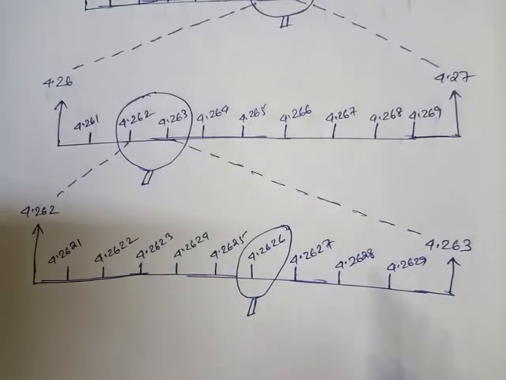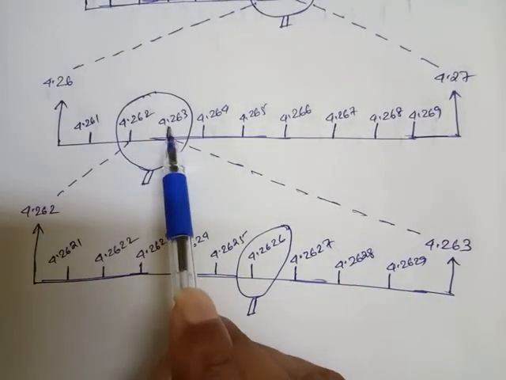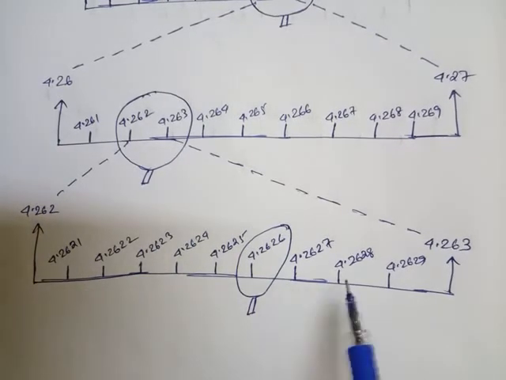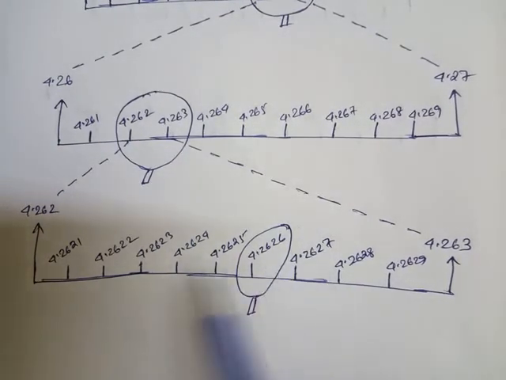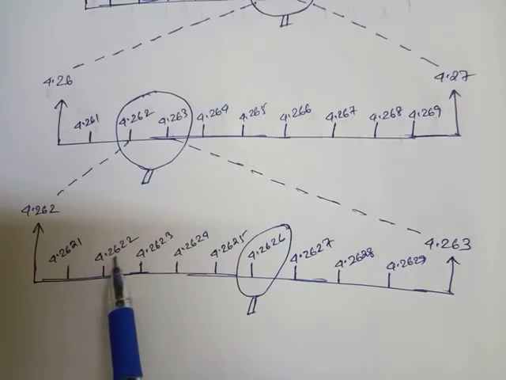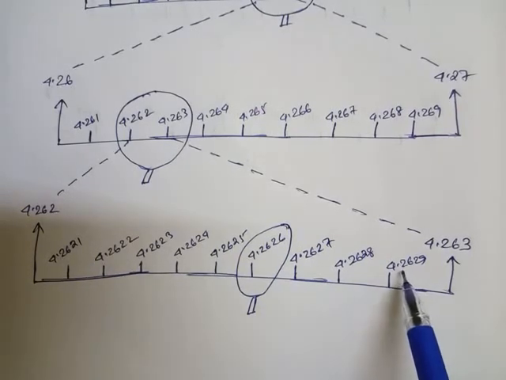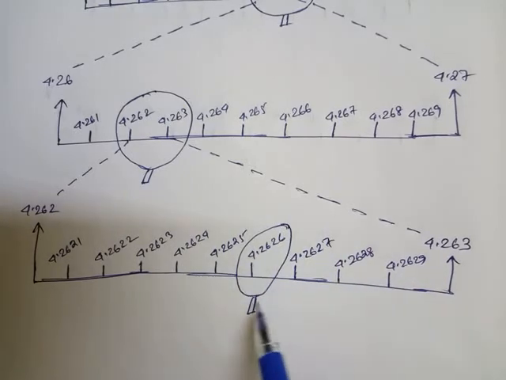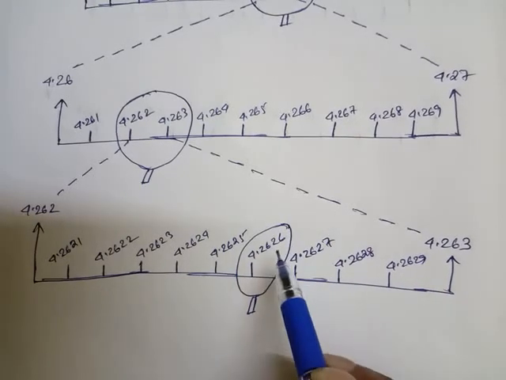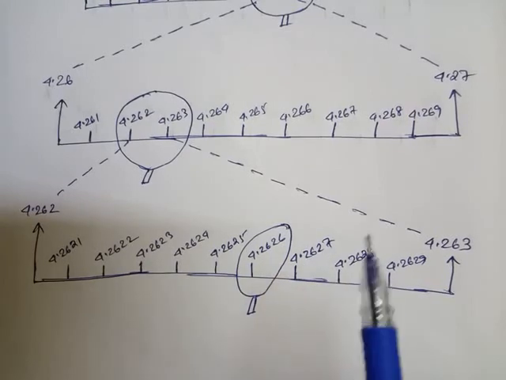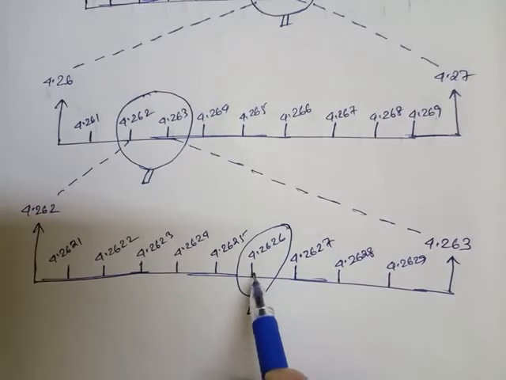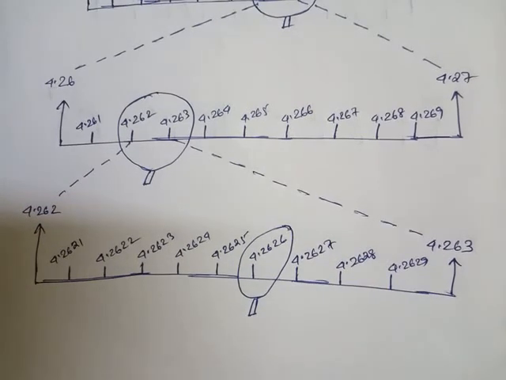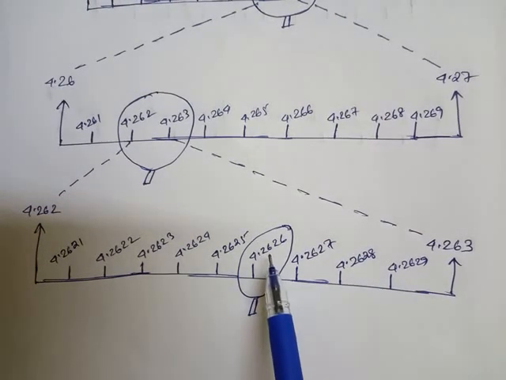Now student, after 4.262 and 4.263 are magnified, we have again 10 equal parts, and 4.2621, 4.2622, like this we have written up to 4.2629. Now this is our ultimate final magnification, 4.2626, which is the question. After that we do not need to go for further magnification because 4.2626 is our ultimate answer.